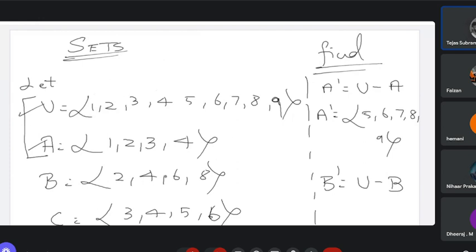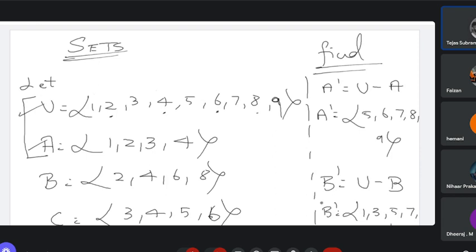Okay. 2, 4, 6, 8 is present in B. 1 second. I'll keep a dot here. 2, 4, 6, and 8. Those dot elements are present in B. But they're asking me B dash. So apart from the dot elements, whatever is remaining in the U set will be my answer. So B dash will be equal to 1, 3, 5, 7, and 9. I think that's how it works.